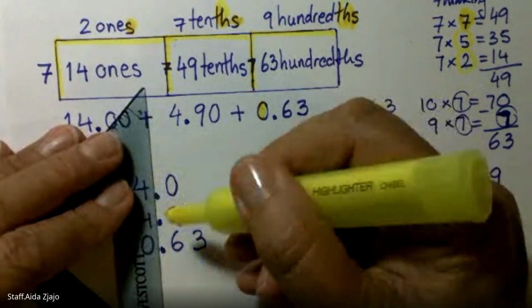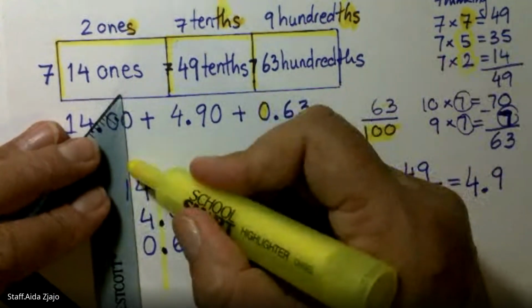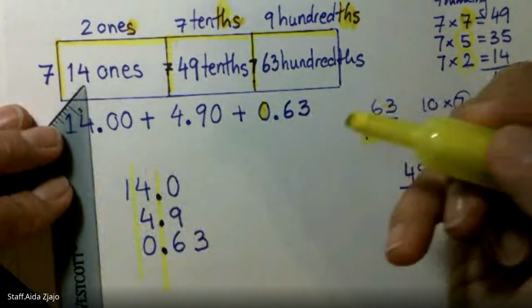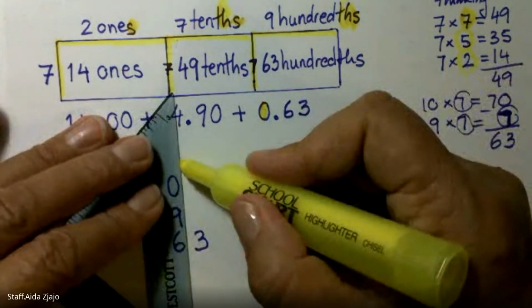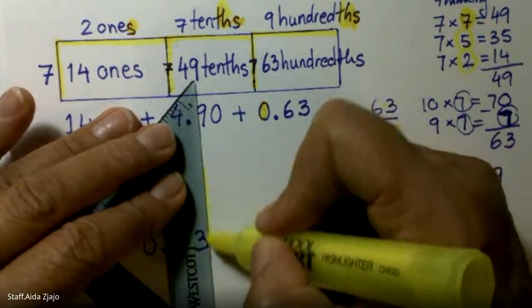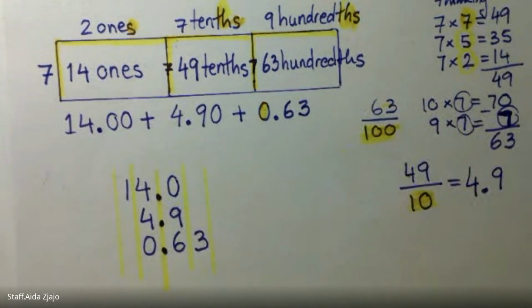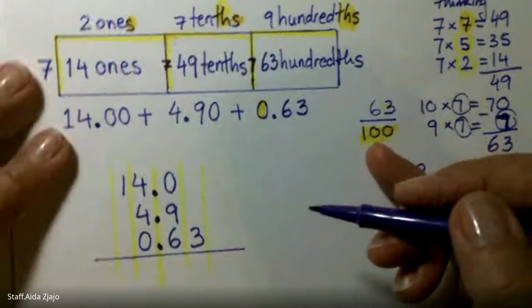I put the decimal in line. I put all the ones in the ones place, all the tens in the tens place, all the tenths in the tenths place and all the hundreds in the hundreds place. So there is no confusion.